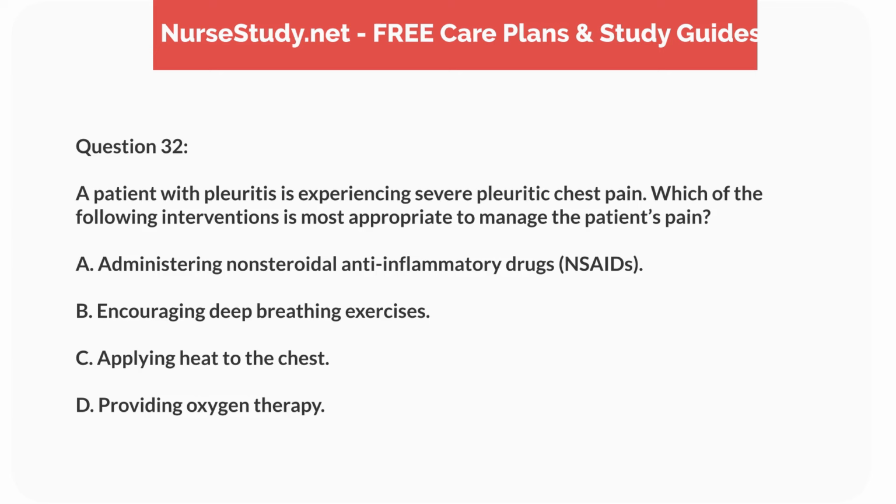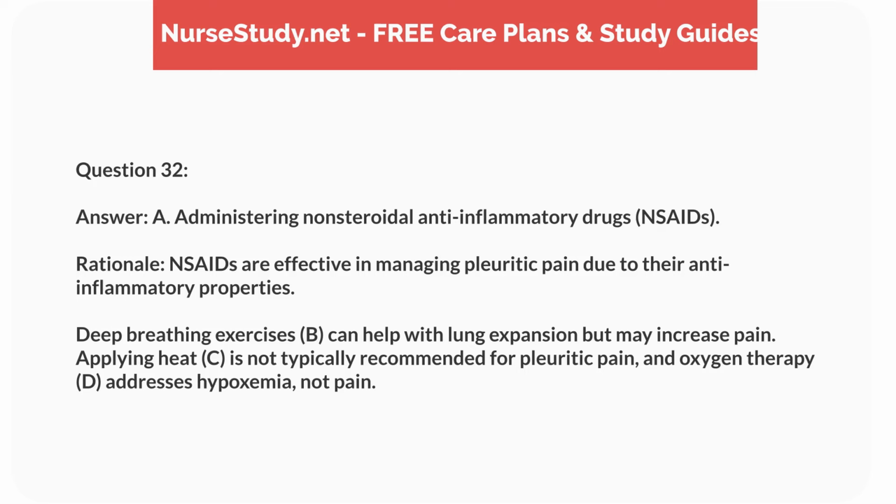Question 32. A patient with pleuritis is experiencing severe pleuritic chest pain. Which of the following interventions is most appropriate to manage the patient's pain? A. Administering nonsteroidal anti-inflammatory drugs, NSAIDs. B. Encouraging deep breathing exercises. C. Applying heat to the chest. D. Providing oxygen therapy. Answer: A.